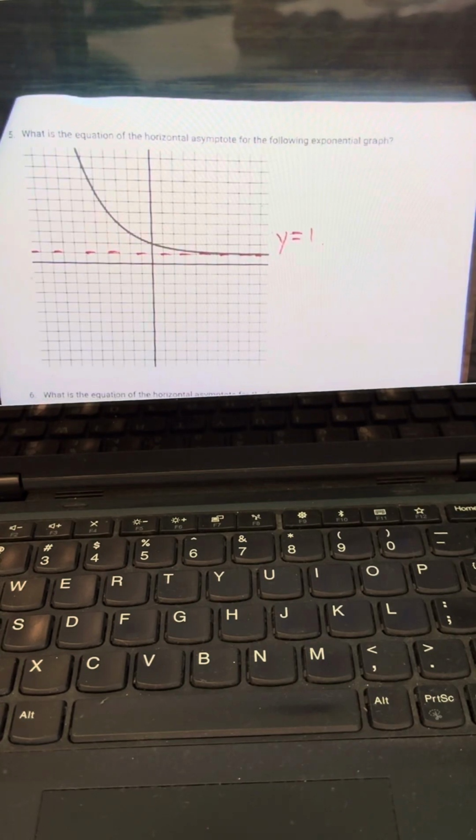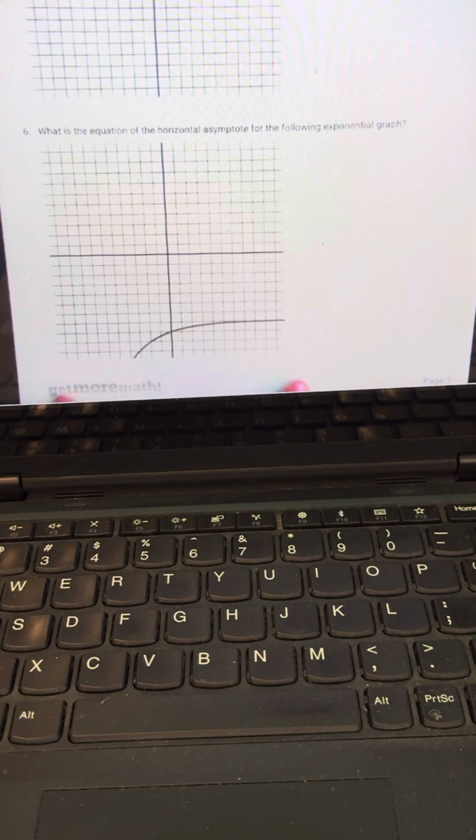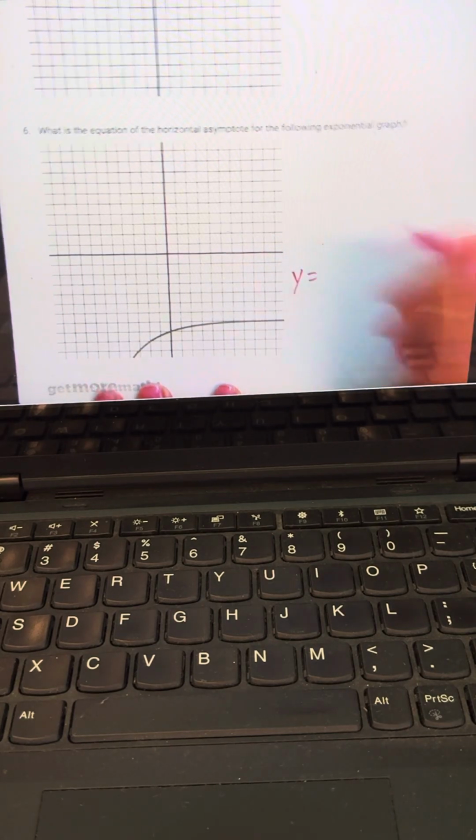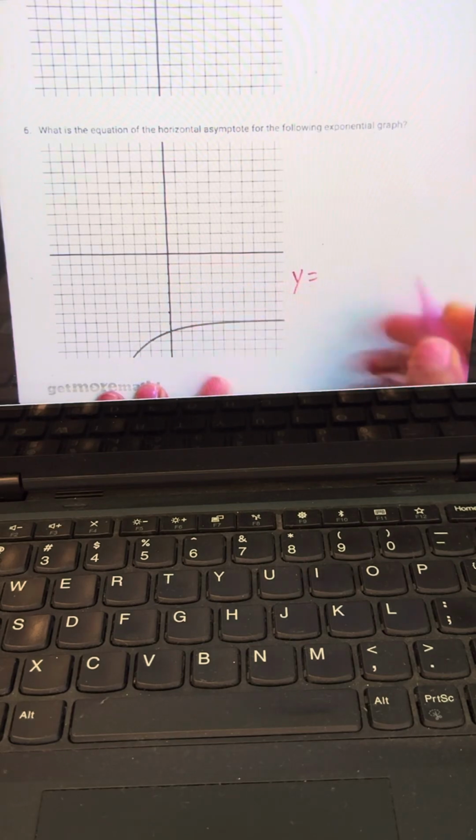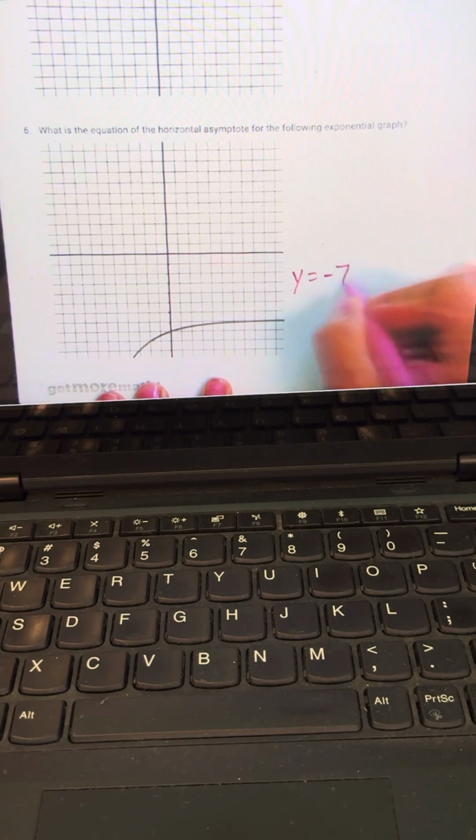Be careful if there are numbers on the graph that's given that you pay attention to the numbers. If they're not, you can assume that the scale is 1. If there are numbers, chances are the scale is not 1. Okay, number 6. It's going to be y equals what? -7. 1, 2, 3, 4, 5, 6, 7. Good job. So -7. And that's it.